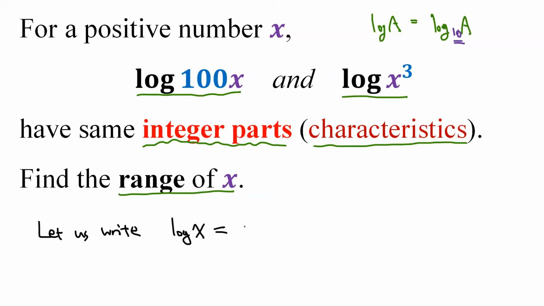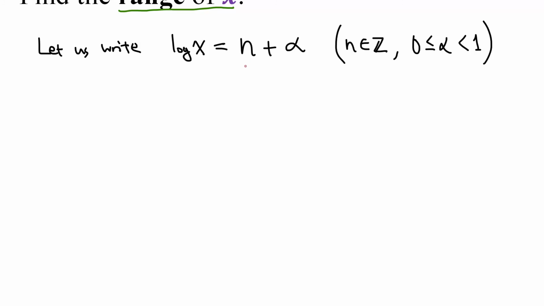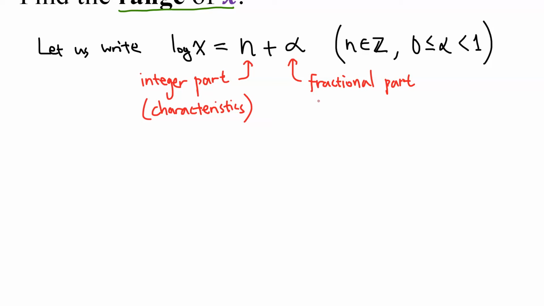Alright, so we are dealing with integer part here, so let us write log x equals n plus alpha, where n is an integer and alpha is equal to or greater than 0 and less than 1. This condition simply means that n is the integer part of log x and alpha is the fractional part of log x. Also, this integer part is known as the characteristic, and the fractional part is often known as the mantissa.